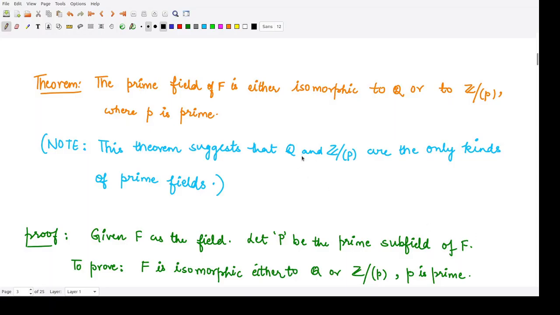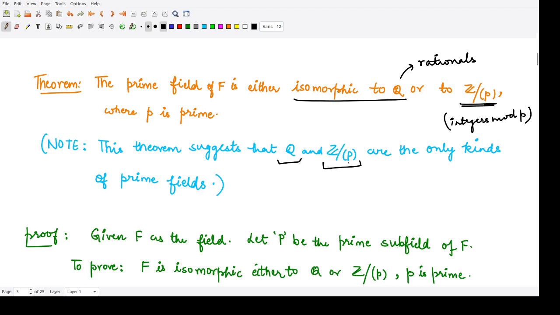Next let us see this theorem, which states that the prime field of F is either isomorphic to Q, the field of rationals, or isomorphic to the field of integers mod P, where P is some prime number. So this theorem gives you a clear-cut idea that the only kinds of prime fields are either Q or the integers modulo P. So let us see how.